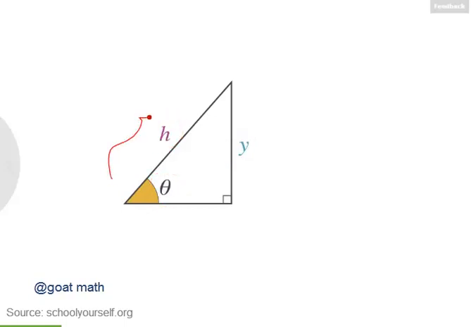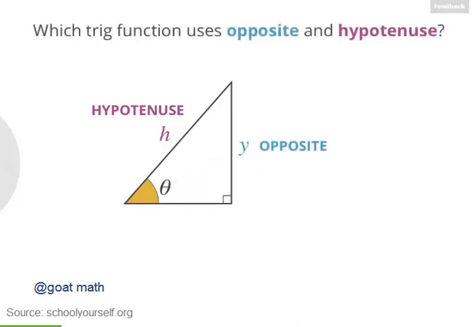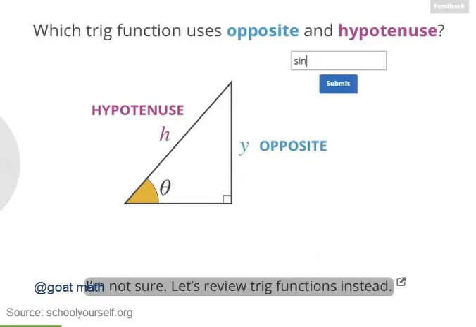Now we said that this side of the right triangle is called the hypotenuse, and this side over here is opposite from the angle theta, so this side is called the opposite. So which trig function uses the opposite and the hypotenuse of a right triangle? If you're not sure and want to review, click down here.